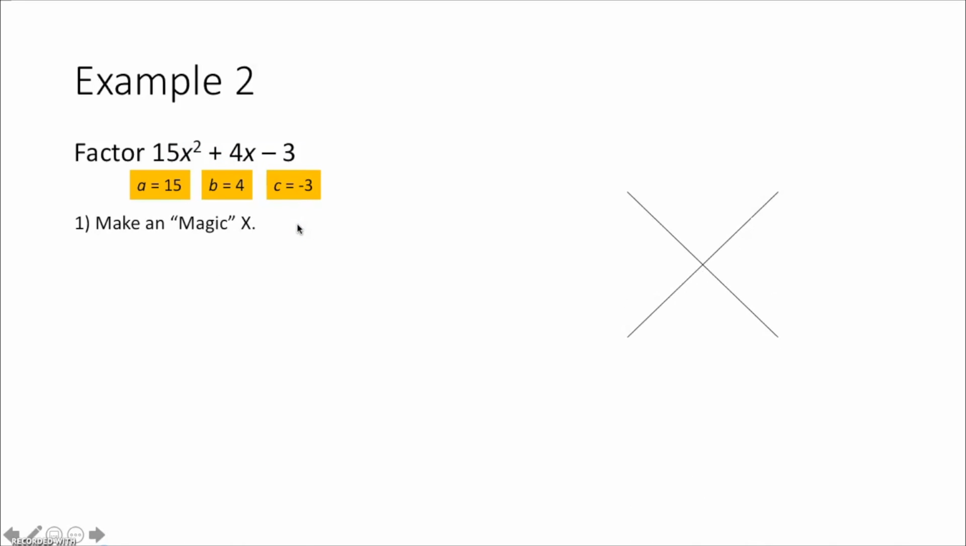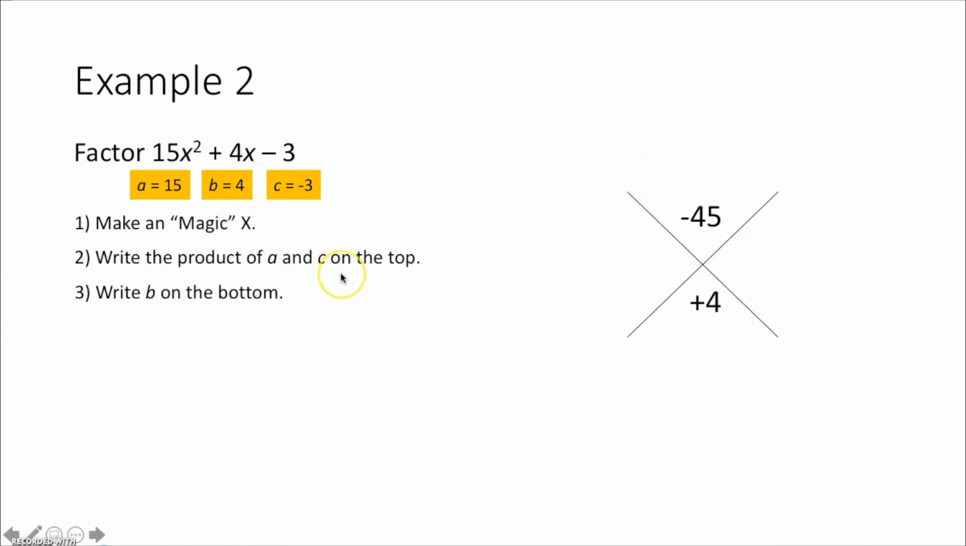We start by making our magic x. A times c, gonna go on top. So 15 times negative 3 goes on top. Your b value goes on the bottom. And then you need to figure out two numbers that multiply together to make negative 45 and add together to make 4. What two numbers would that be?